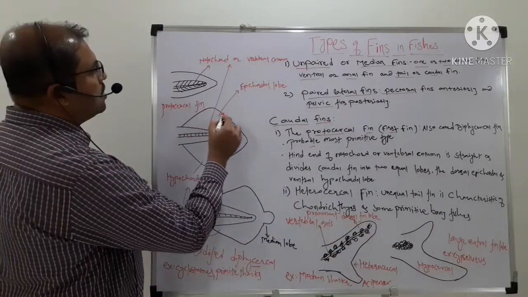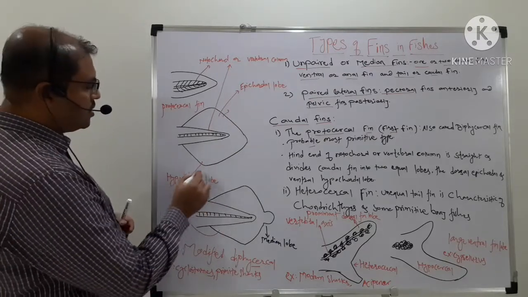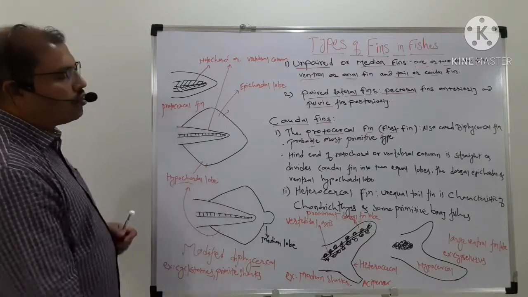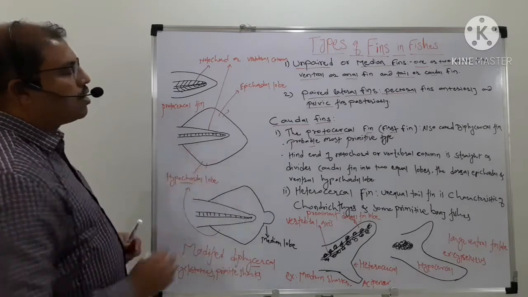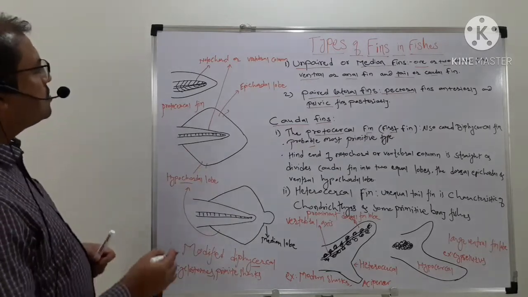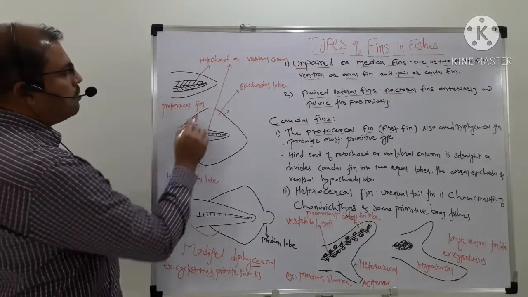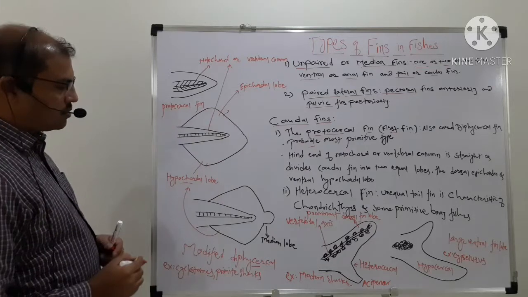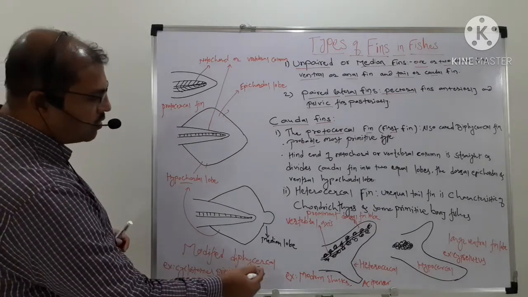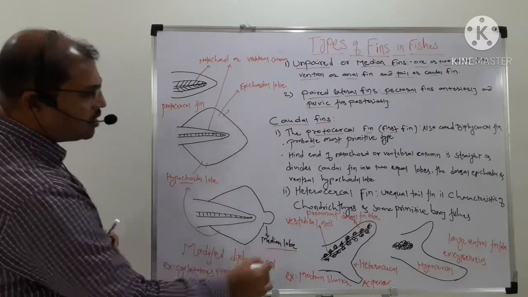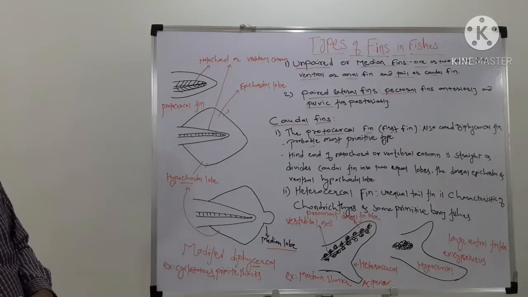So this is the dorsal epicaudal lobe, and this is the ventral hypocaudal lobe. So this is about the caudal fin. This kind of structure may be elongated or somewhat rhomboidal, and this is again the modified diphycercal fin, which has the median lobe. So these are the types of caudal fin.